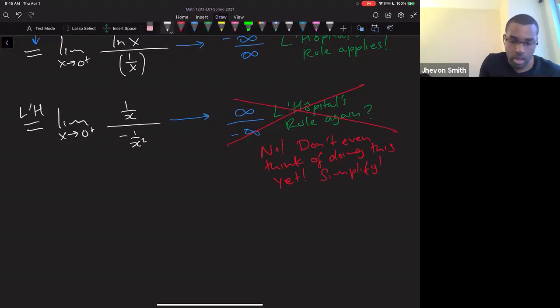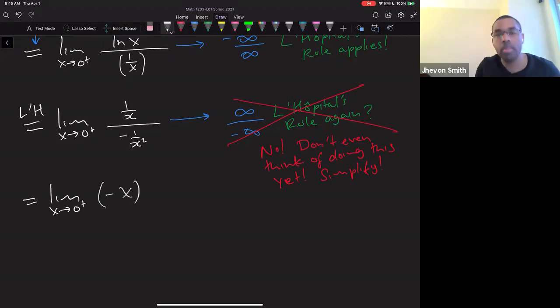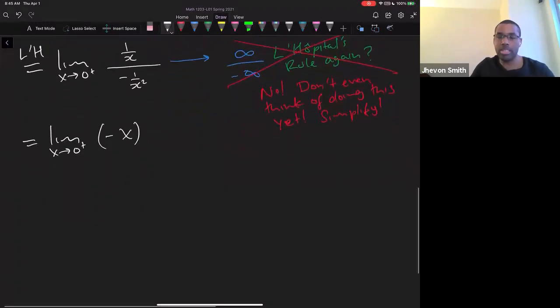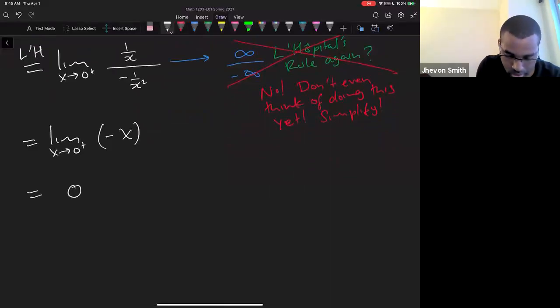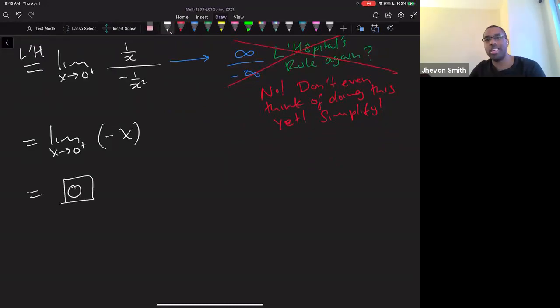Simplify. So this is going to be equal to, well, keep, change, flip. You get 1 over x times negative x squared over 1. You get negative x. And what does that approach as x approaches 0 from the right? Well, that's obvious, isn't it? It's 0, because it's just x, and x is approaching 0. So the answer was 0.